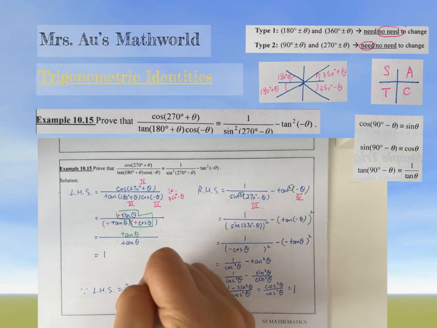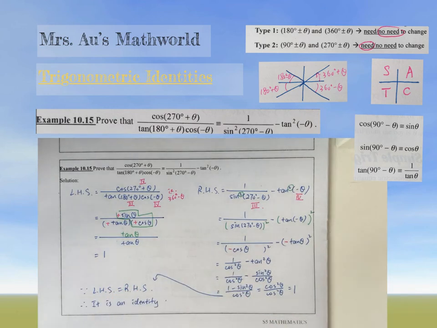Alright? As with all identities, finally, don't forget to state that they are equal for the left-hand side and right-hand side because they both equal 1. And then to save time, you can just write that it is an identity. Okay, so that's the end of this session. See you next time.